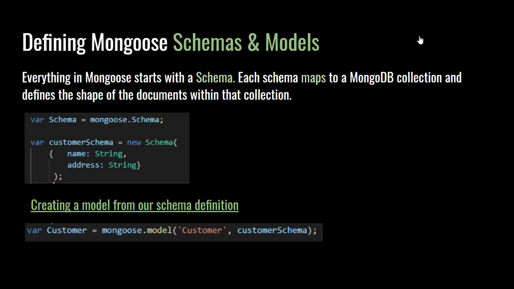When we're talking about Mongoose, we're talking about schemas and models, and you have to remember that everything in Mongoose starts with the schema. The schema maps to the database collection. It maps the document almost exactly. It's basically a wrapper around that. It defines the shape of the document. So you start with the schema.